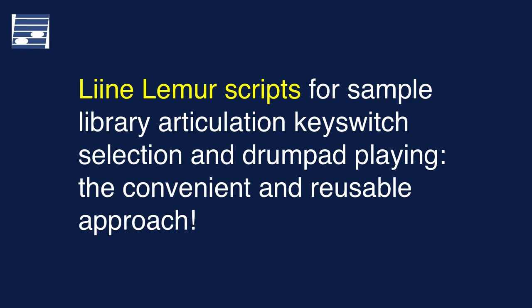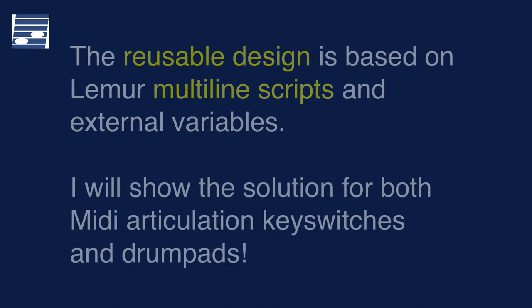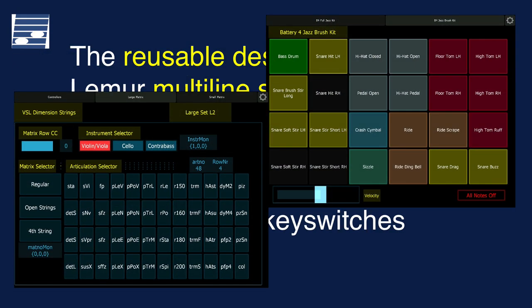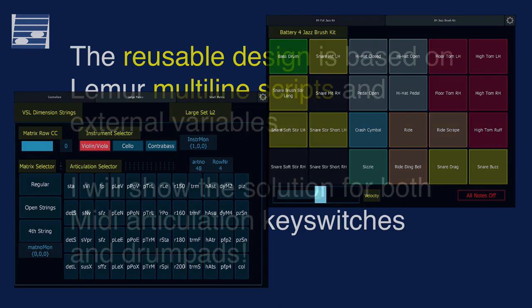Hello! In this tutorial, I will focus on writing a reusable Liine Lemur script for both sample library articulation selection with key switches and playing drum and percussion pads. I will show how an elegant programming solution with simple scripts and a few external variables may conveniently be reused for new key switch and drum pad mappings.